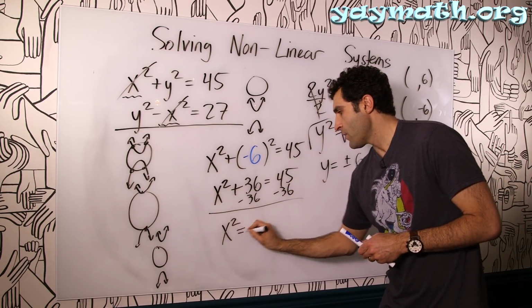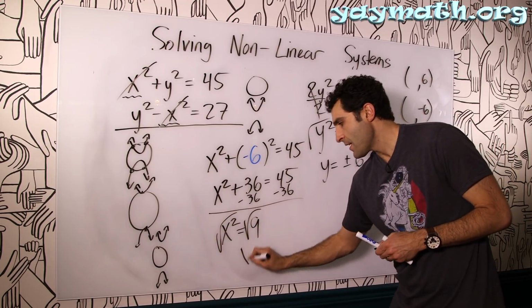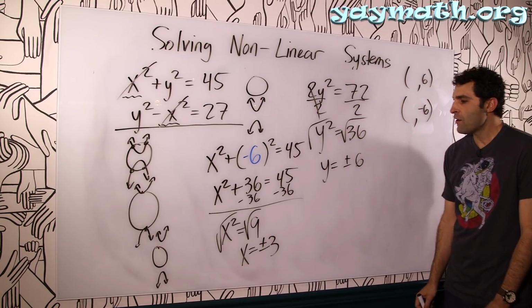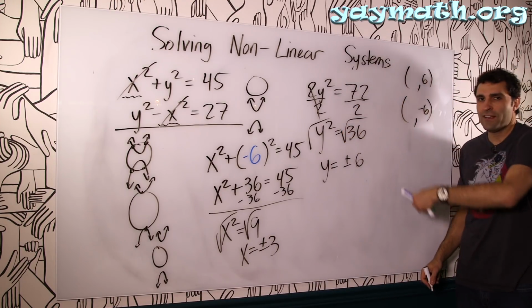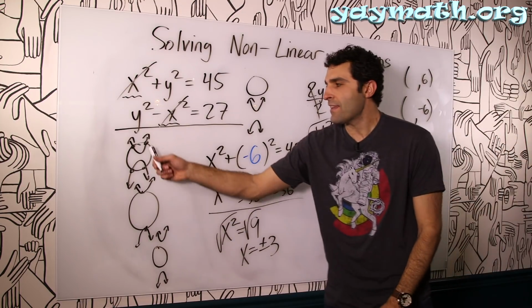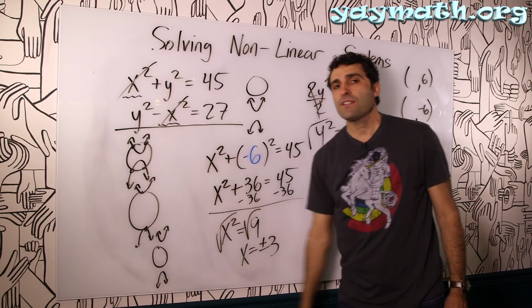x squared equals 9, so x equals plus or minus 3. Wow. So where do they go, right? That's kind of interesting. With the knowledge that this could be a tennis ball situation, we could have 4 points of intersection.